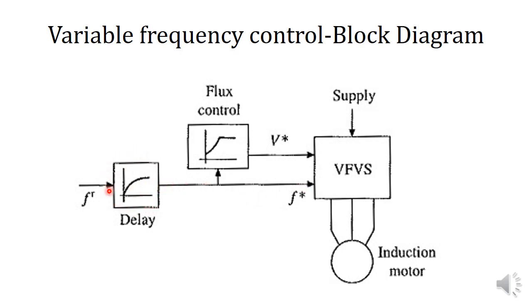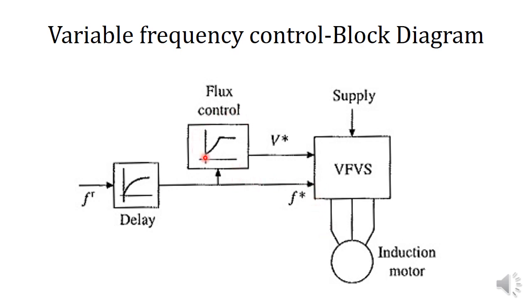Why are we inserting a delay circuit? This is because even though we are varying the value of FR by a large amount, due to the presence of the delay circuit, the output, that is F star, will be changing very slowly, so that the motor will be able to track the changes in the frequency, that is F star. Otherwise, the machine will not be able to track the changes. If you are giving FR directly, it is not possible to track the changes in the frequency.